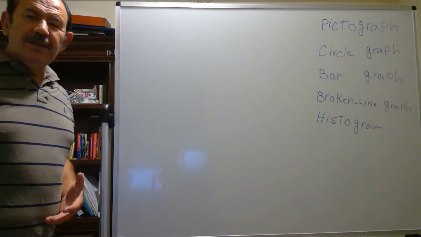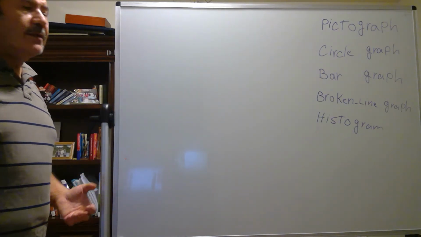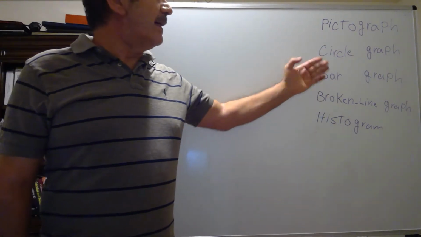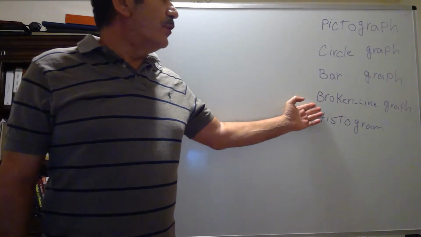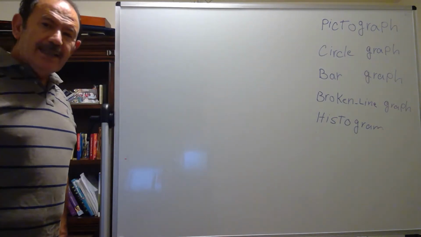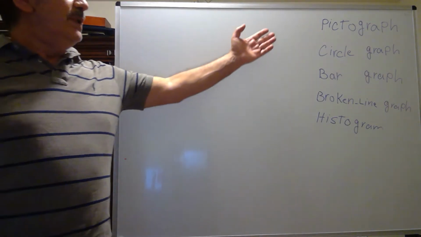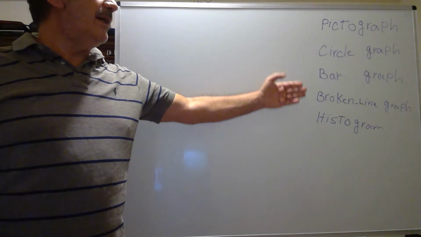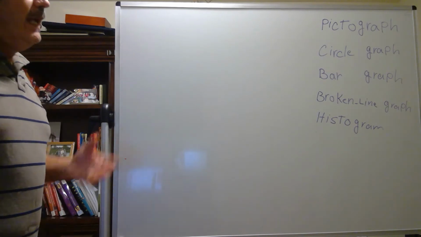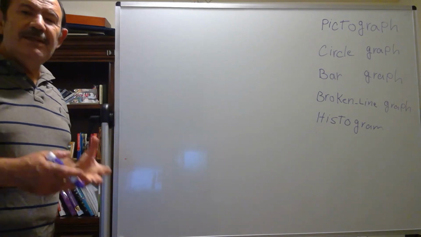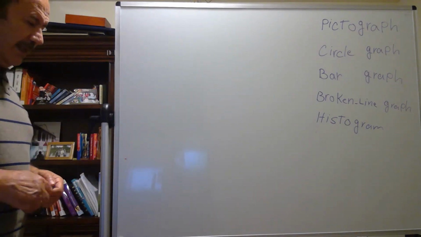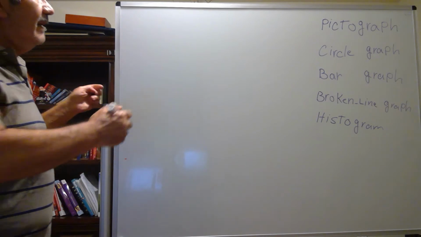We have different types of graphs. One type is the pictograph. The other types are the circle graph, bar graph, broken line graph, histogram, and many others. In this session, I'm gonna talk about the pictograph, circle graph, bar graph, broken line graph, and just mention what a histogram is. In the pictograph, we use symbols to show the information. What does it mean? As an example, let's look at this pictograph.